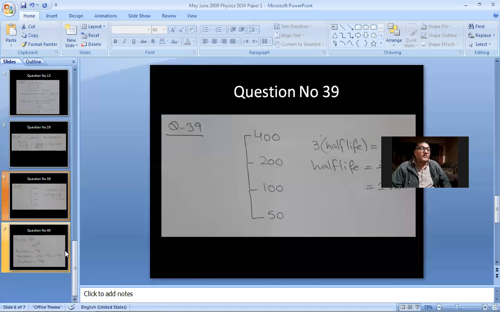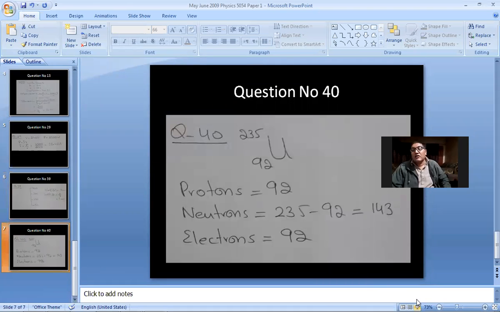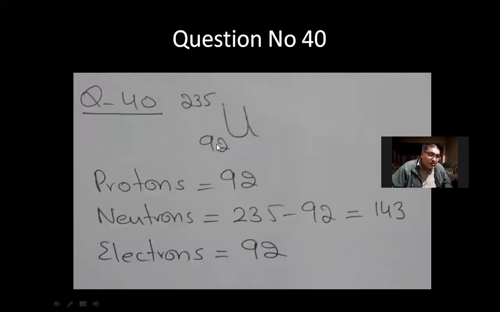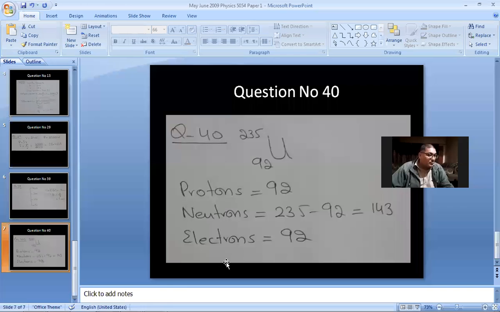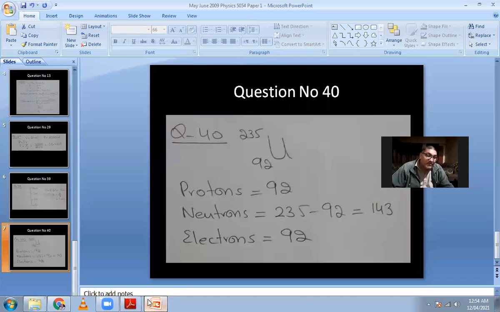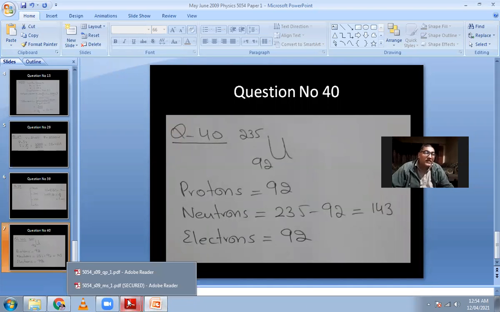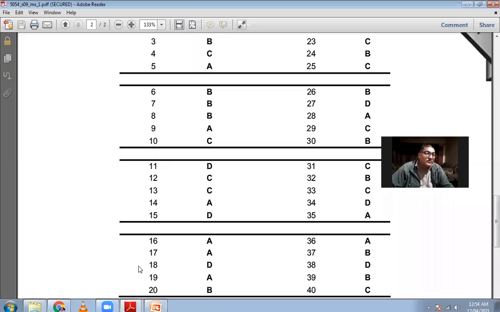Let me show you my work. So uranium 92 235, number of protons is 92. The number of neutrons will be 235 minus 92, and that will be 143. And the electrons will be equal to the protons, so 92. So let's check 92, 143, and 92 and 92.